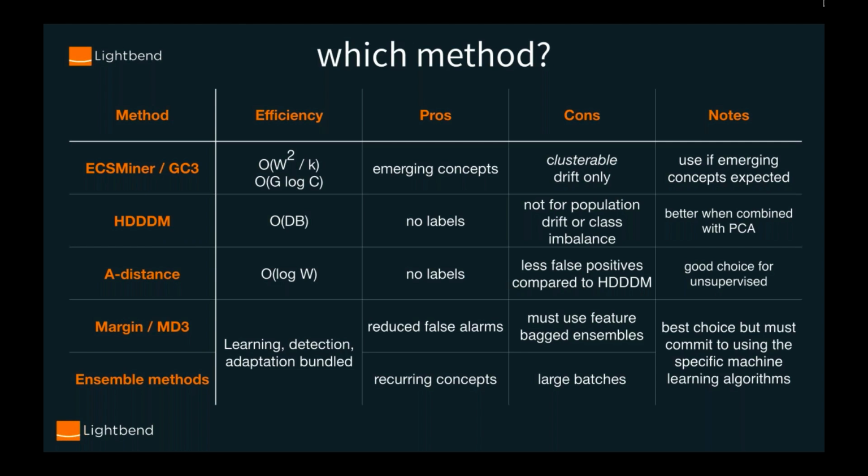We looked at the feature monitoring methods. HDDM is a good example of this. Its efficiency is order of DB in time, where D is the data size and B is the number of bins, and order of D for space. Again, using no labels is its main advantage, but it's not suitable for population drift, and it loses sensitivity with class imbalance. Nevertheless, it's a good alternative with low cost and no labels.